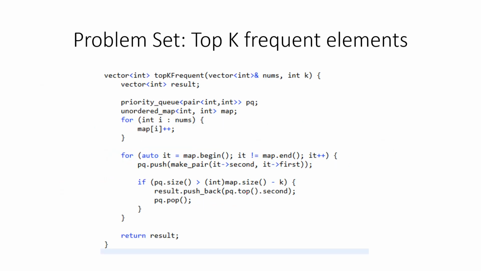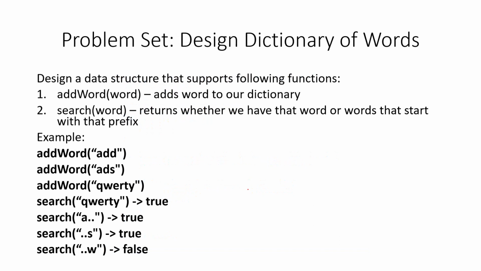Here is the solution. And the next problem is you need to design a dictionary of words. So design a data structure that supports the following functions. You add some words into some kind of dictionary, and then when you call the search operator and you write some word, it should check whether you have that word or not.